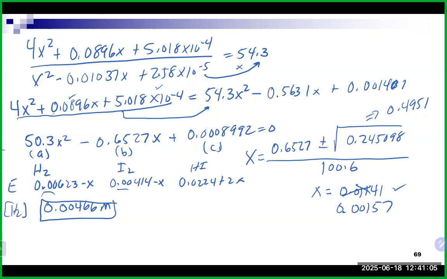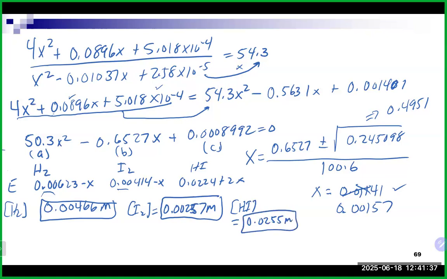For I2, 0.00414 minus 0.00157. So I2 would be 0.00257 molar. And lastly, 0.0224 plus 2 times 0.00157 is going to get us, for our HI, 0.0255 molar, I believe, in this case.